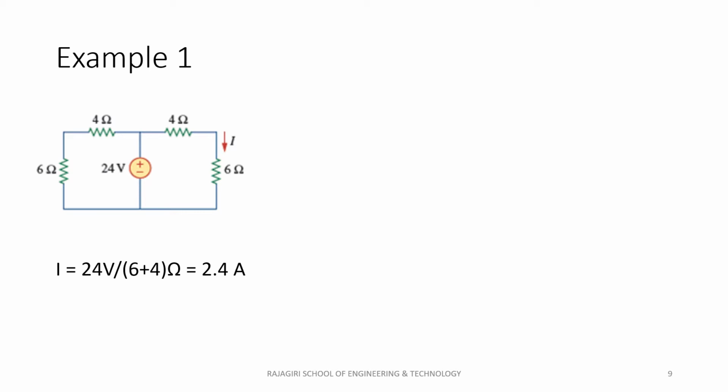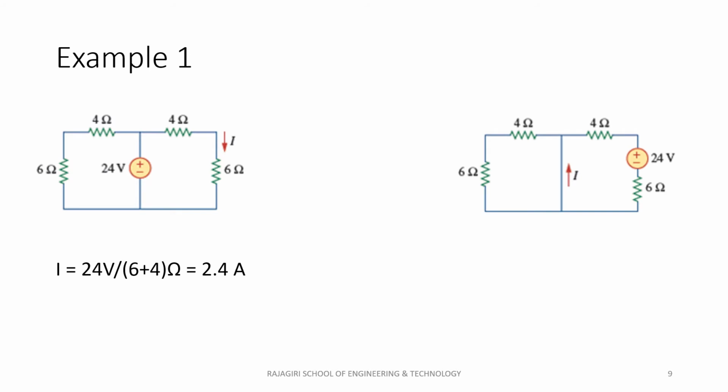Now, to verify reciprocity theorem, we place the excitation where we previously measured the current, and determine the current produced in the middle branch. Since the leftmost branch is now short-circuited, all of the current flowing through the rightmost branch flows through the middle branch, that is, I is equal to 24 by 6 plus 4 amperes, which is equal to 2.4 amperes again. Thus, the response is found to be same in both the cases.